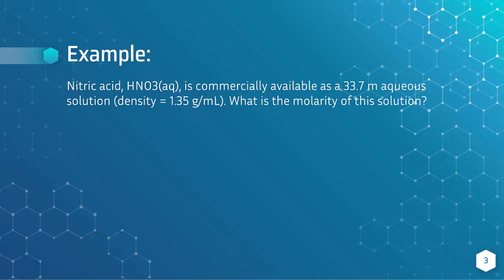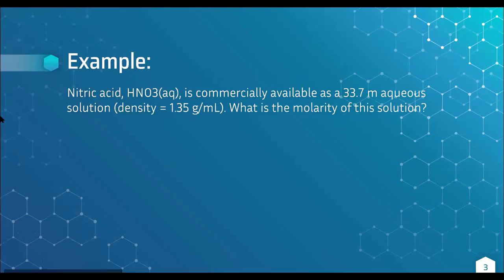The first thing that I want to do is write down this 3.7. This is our little m. So we said our little m is our moles of HNO3 per 1 kilogram of water.